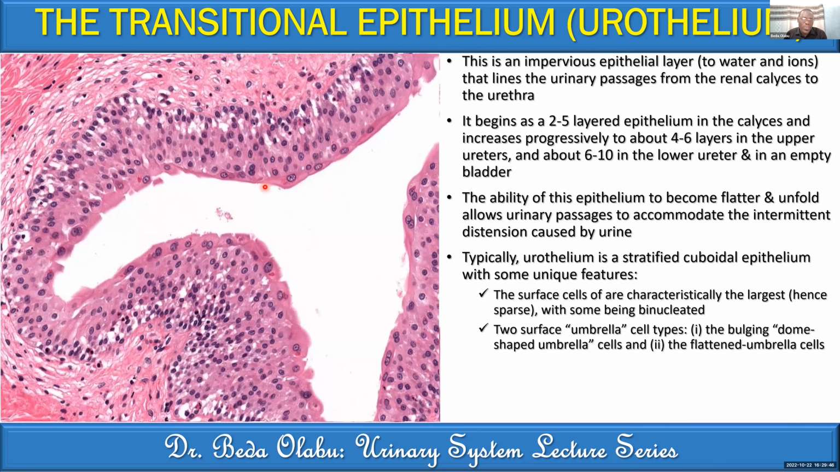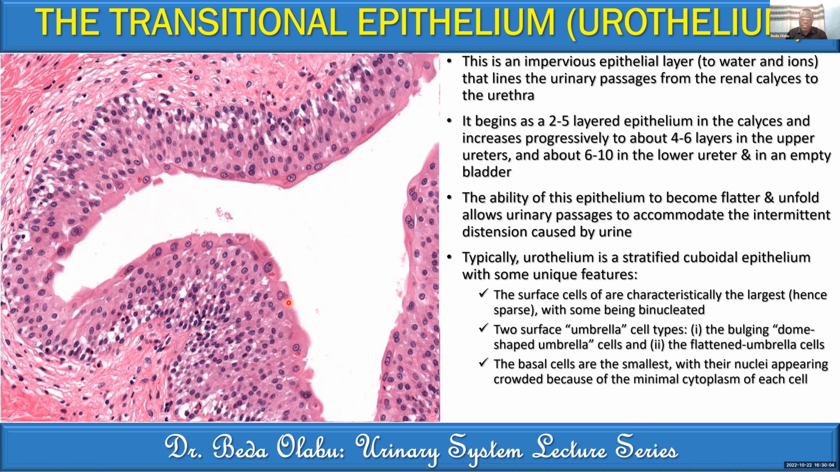This image still captures that for you. So we have these flattened cells, and we have the dome-shaped cells as well. Another thing that we need to take note of is that the cells which are at the base tend to be smaller. I'd already mentioned that, because they have little cytoplasm, and so they tend to be crowded compared to the cells which are on the apical zone.